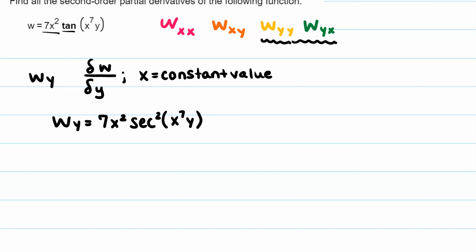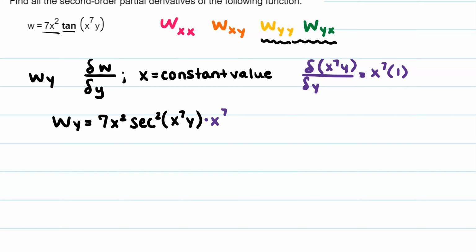But since x to the 7y is not just y, we have to then also multiply by the partial derivative of the inside. This is chain rule. So we're thinking, what is the derivative of x to the 7y with respect to y? So that means all the x's are constant. So my x to the 7th just comes out as a constant, and I need to do the derivative of y with respect to y, which is just 1. So for chain rule, I'm going to times this guy by x to the 7th.